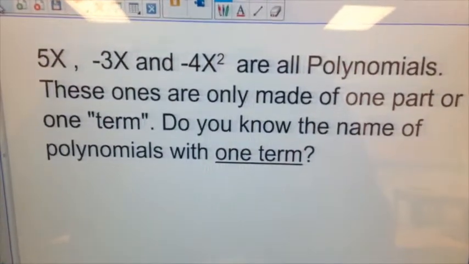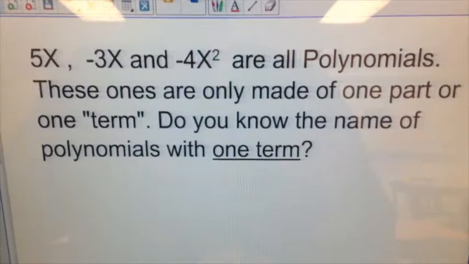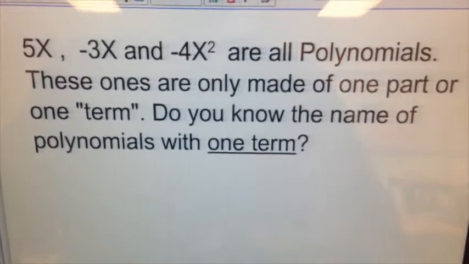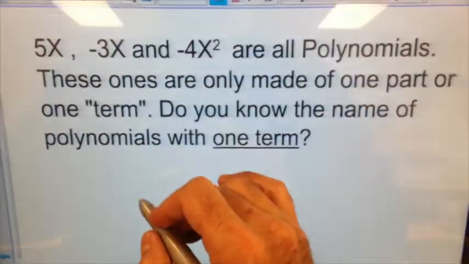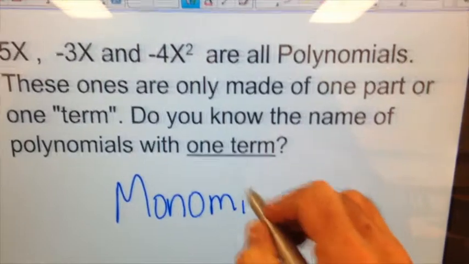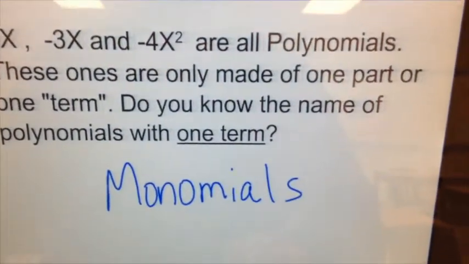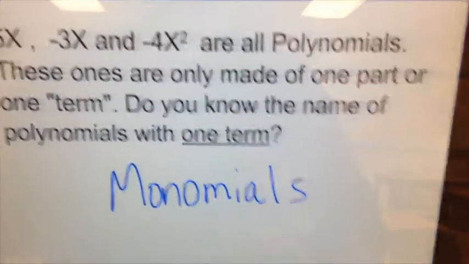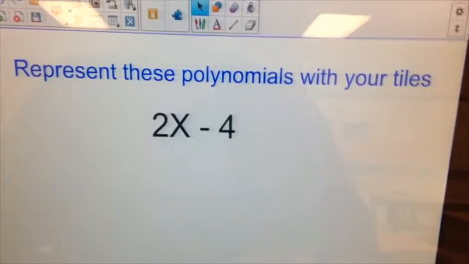So 5x, negative 3x, and negative 4x squared are all polynomials. They're made of one term, one part, one family, as I say. The name of these polynomials is monomials. Mono and then meals. Monomials, they're one part polynomials. Okay? So moving on, this is a different kind of polynomial.